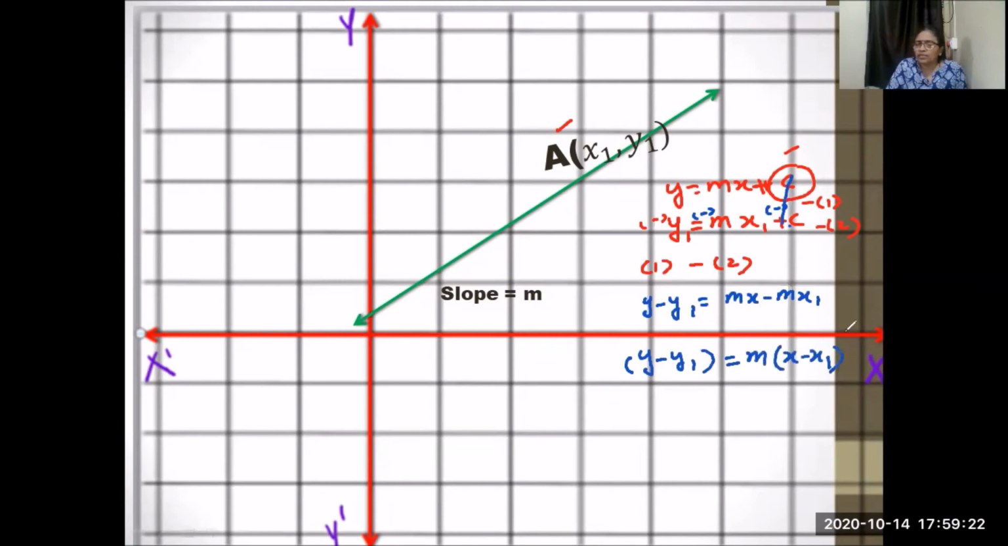So this is the equation of a line when you have one point given on the line and the slope is already known. Please make a note of this equation of line, the formula which we will use when it is the point slope form.